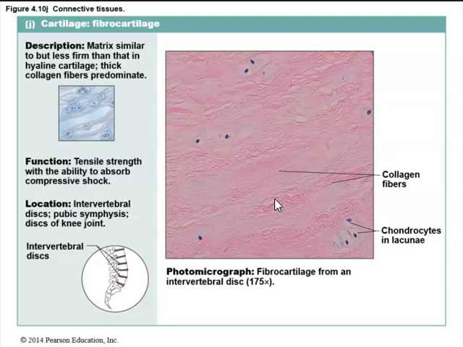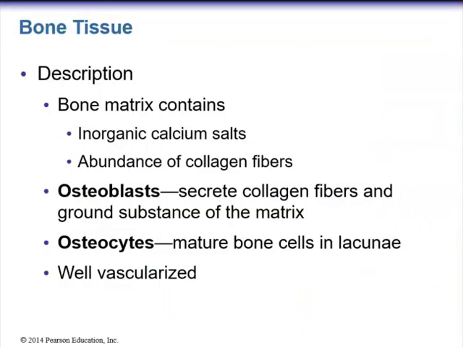Function of the fibrocartilage is to have that tensile strength with the ability to absorb compressive shock. And again, we'll find fibrocartilage in the intervertebral discs, the pubic symphysis, and the discs of knee joints. And here we can actually see these intervertebral discs between the vertebra of the spine. So that's it for cartilage. We're now going to move on to bone tissue.